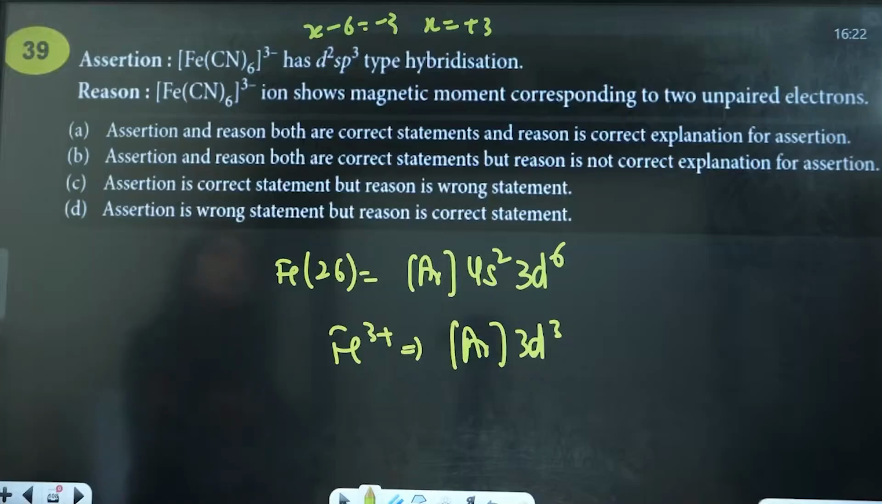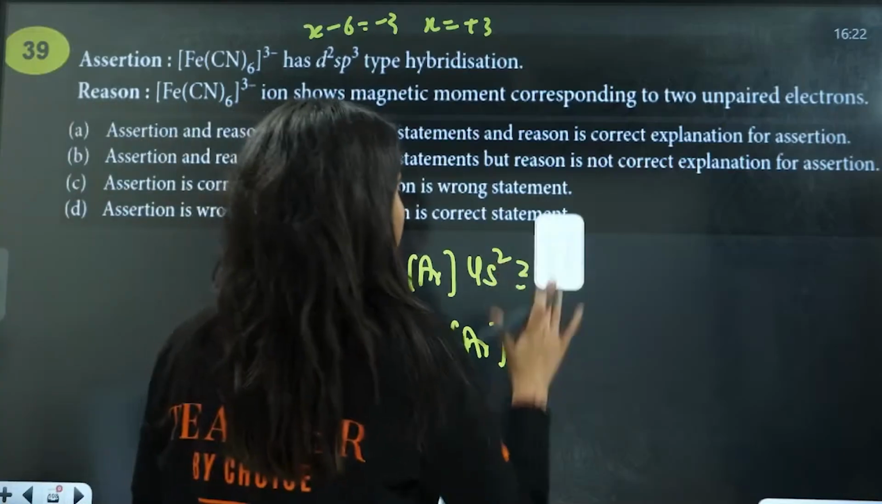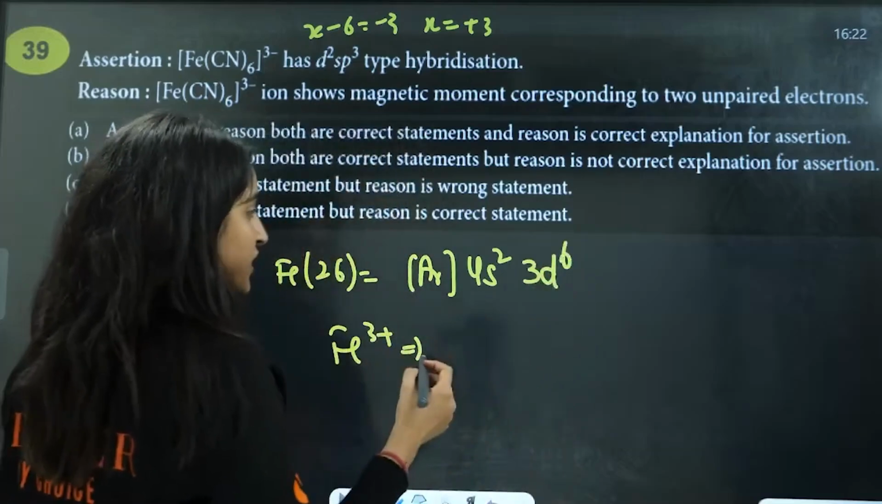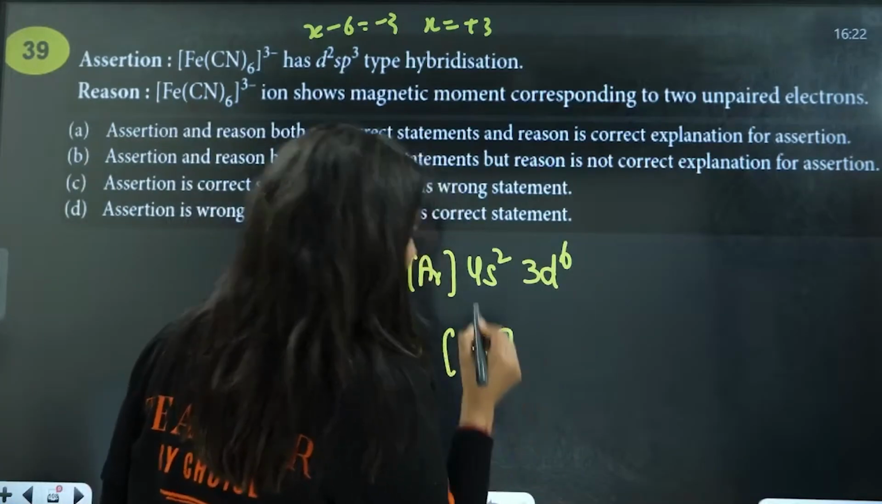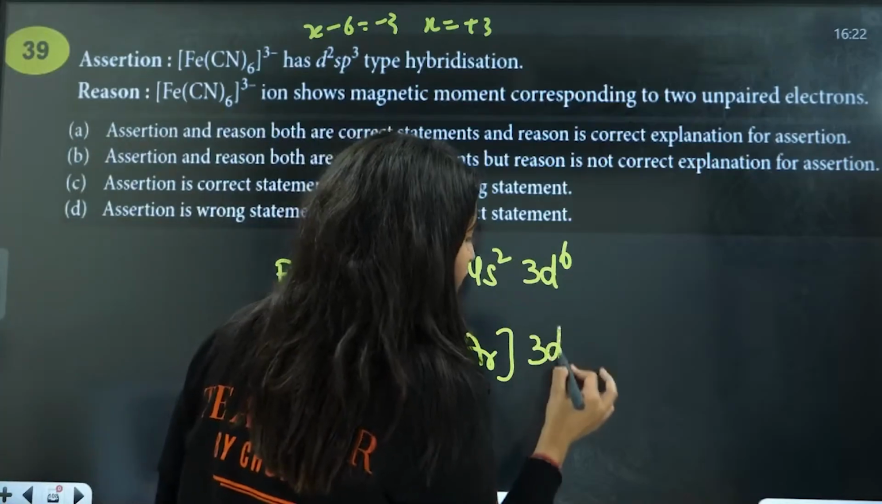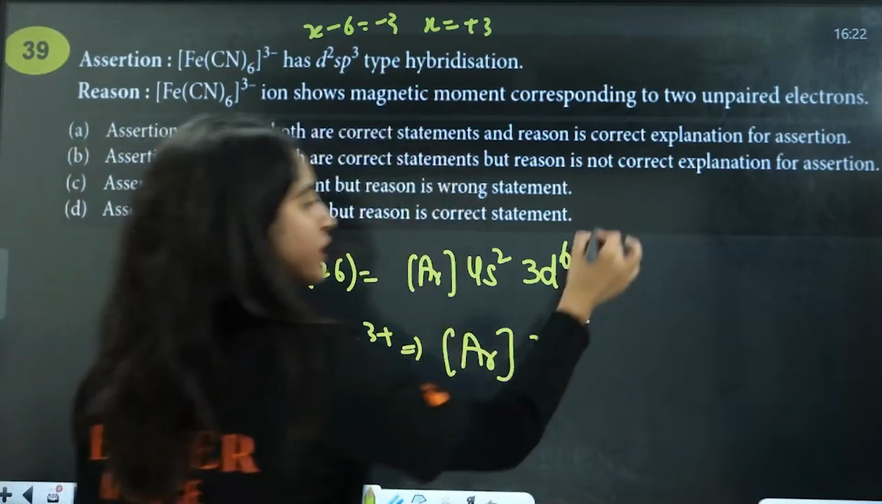Next is what type of hybridization it is going to have. Now this is a strong field. Wait, we have done something wrong. Something wrong is this. What is that? This is that. Okay. 2 electrons from here, 1 electron from here. You will have 3d5 configuration.